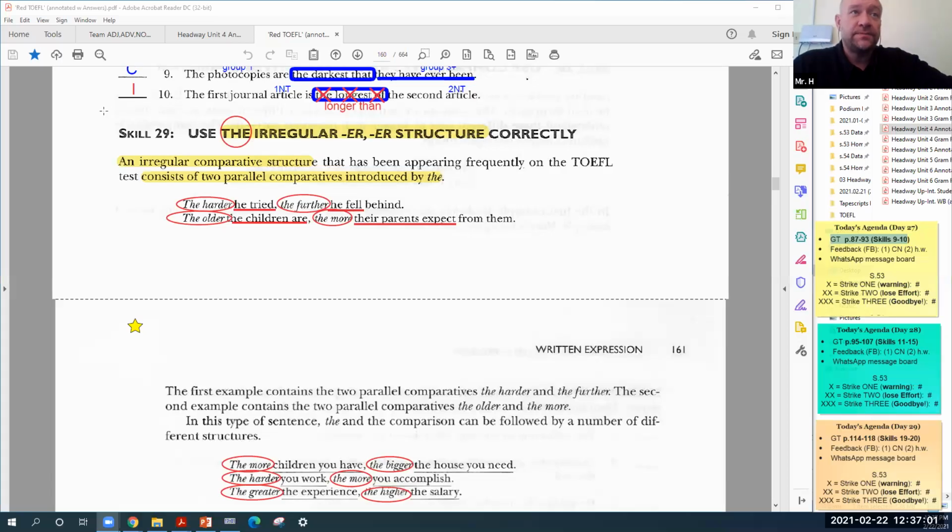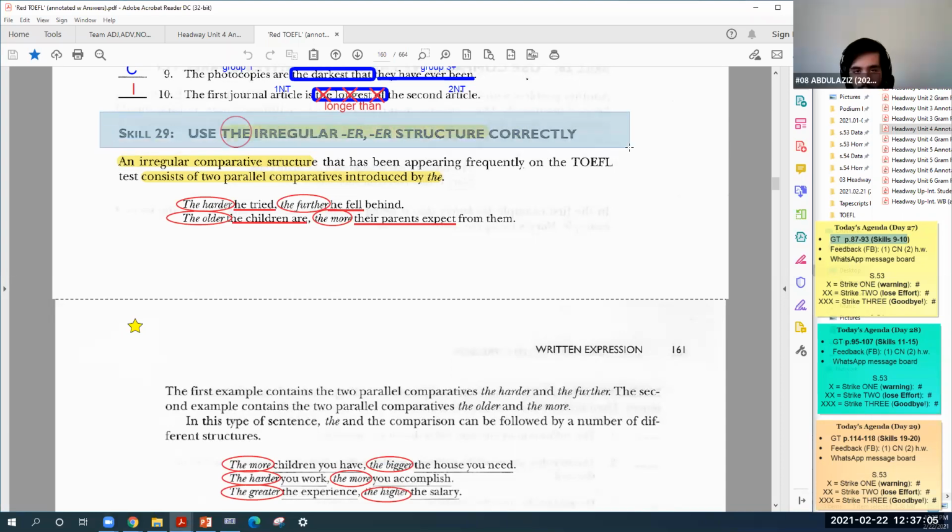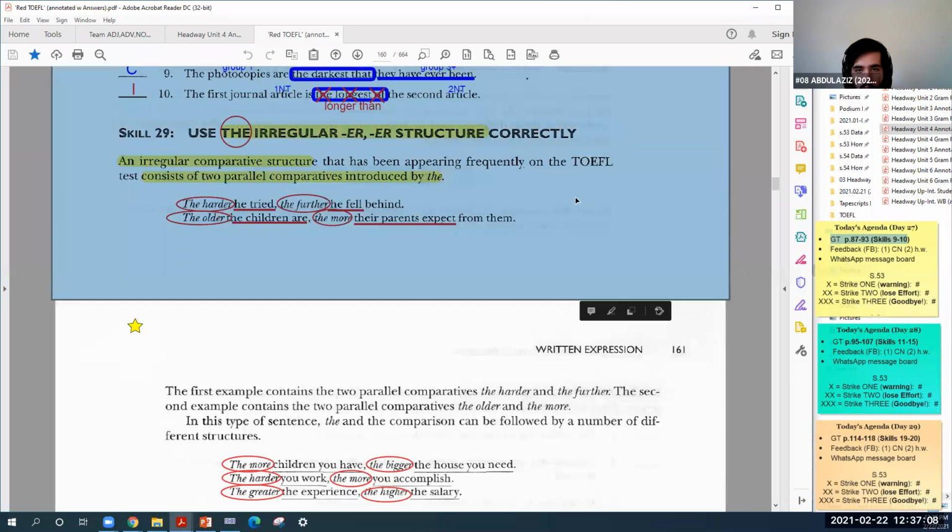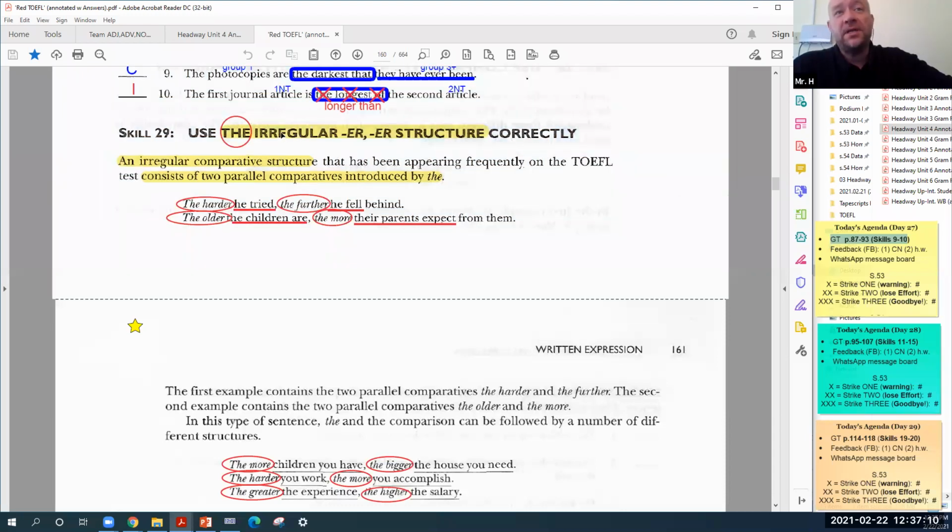Okay, Abdulaziz, can you start? Use the irregular ER and ER structure correctly. Now, what does this mean, guys? Irregular. Not regular. Not normal. This is not normal. It's an unusual sentence structure, okay? Kind of a special case.